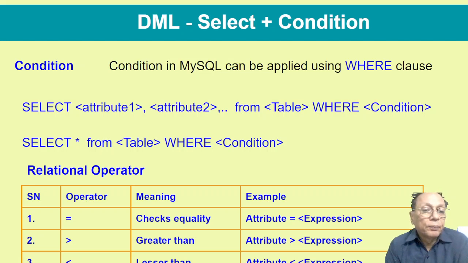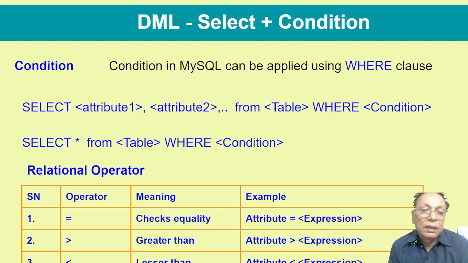As we discussed how to insert data into the table, this time I'm going to tell you about the DML statement, that is the select statement. Though we have discussed the select statement in the previous video also, here with the select statement I'm going to tell you how to apply the condition, so that we can select the rows which are satisfying the condition or given criteria. So how to apply a condition in MySQL?